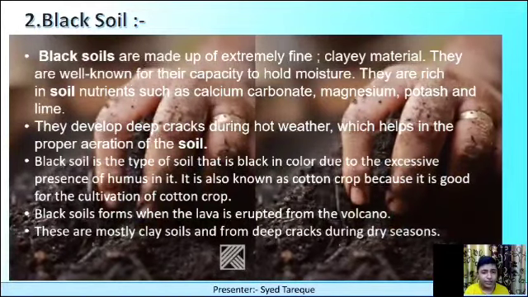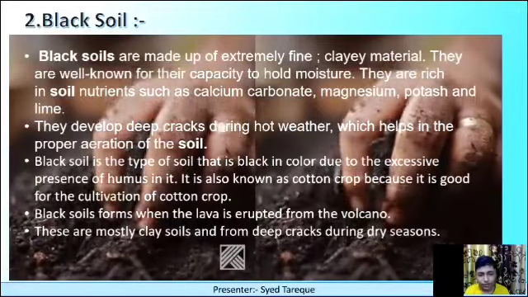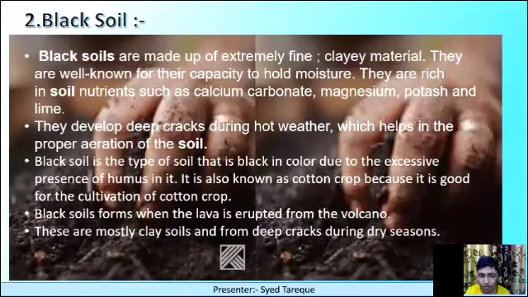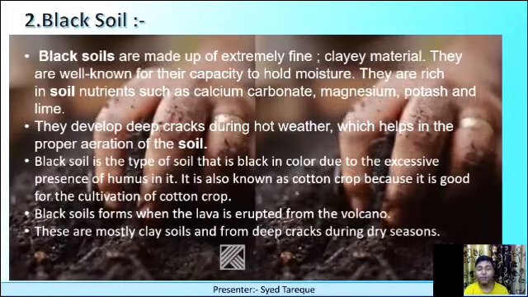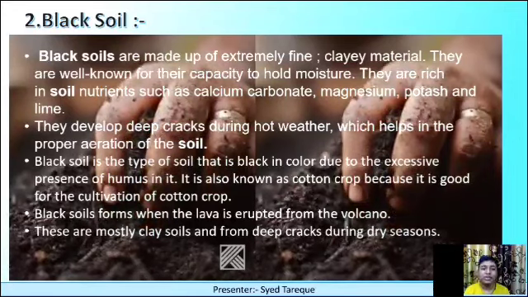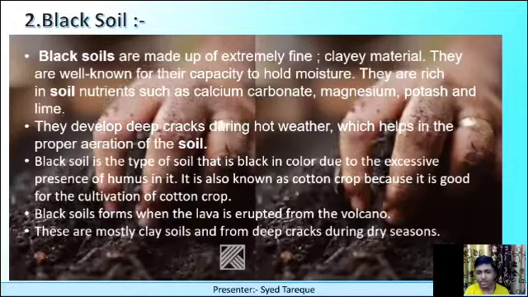Black soil is black in color due to the excessive presence of humus in it. It is also known as cotton soil because it is good for the cultivation of cotton crop. Black soil forms when lava erupts from a volcano. These are mostly clay soils and form deep cracks during dry seasons.